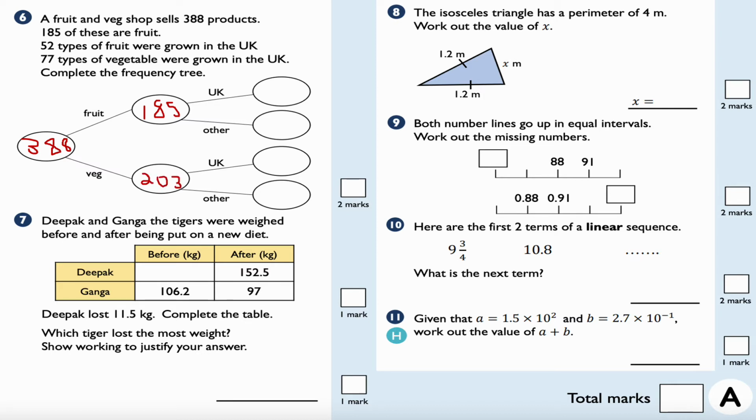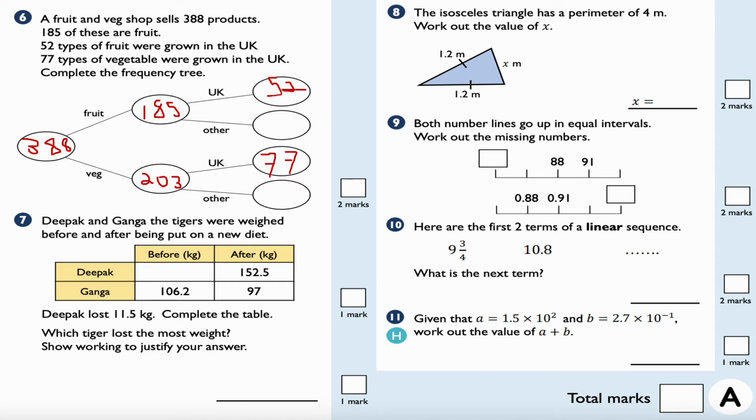Okay, it says 52 types of fruit were grown in the UK. So 52 fruits were grown in the UK. And then it says 77 types of vegetables were grown in the UK. Okay, complete the frequency tree.